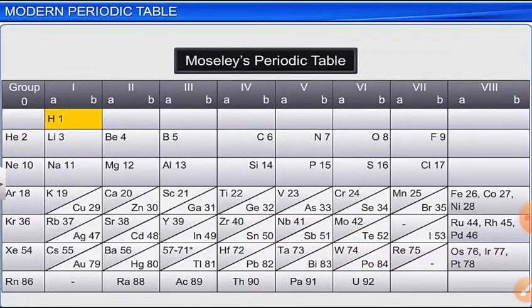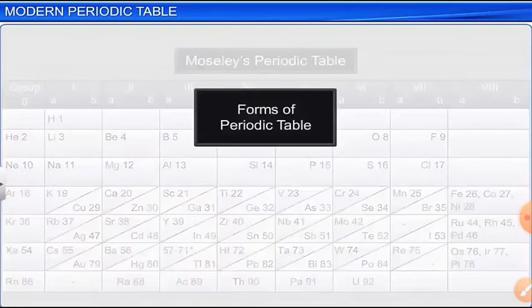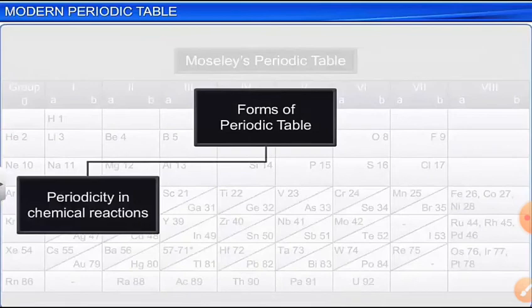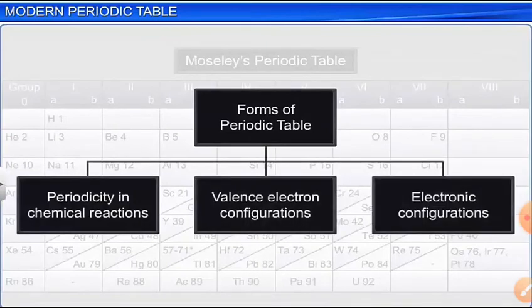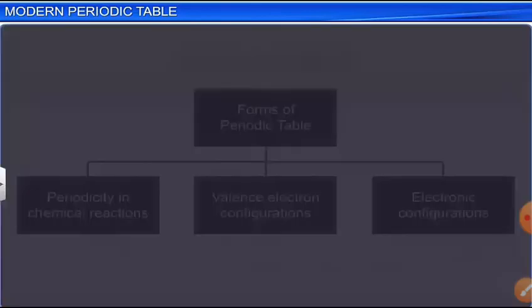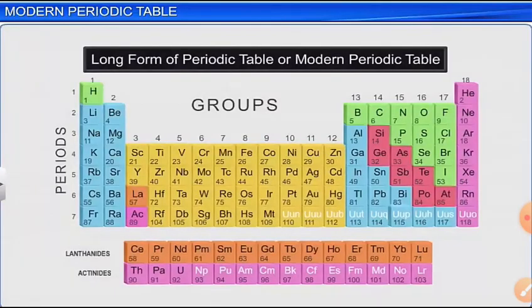So, Moseley's periodic table. We can see this is Moseley's periodic table, which depends on atomic number, and he gave the next, the long form of the periodic table. Periodicity in chemical properties, valence electron configuration and electronic configuration form the basis of the long form of the periodic table, which depends on atomic number, not on atomic mass.